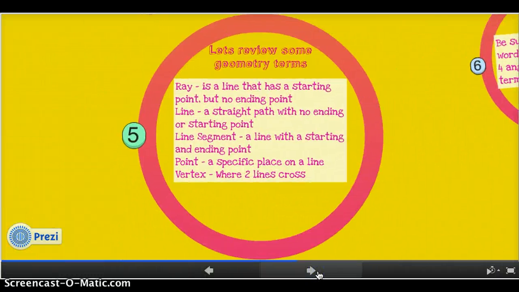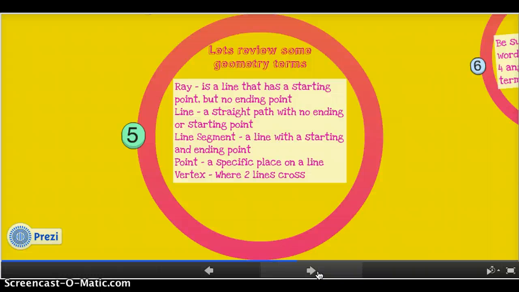Okay, so here's a list of some terms that you should already know, but we want to go ahead and make sure we get them recorded down. So remember, a ray is a line that has a starting point but no ending point. A line is a straight path with no ending or starting point. A line segment is a line with a starting and an ending point. A point is a specific place on a line, and then a vertex is where two lines cross, where they intersect, where they meet. So the vertex of an angle is made by two lines or two rays.